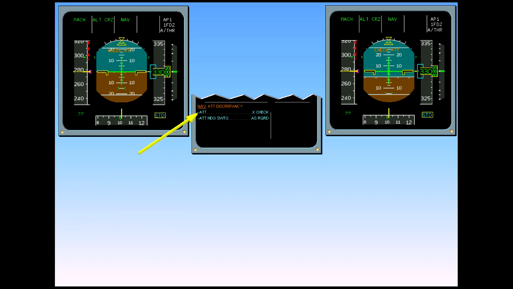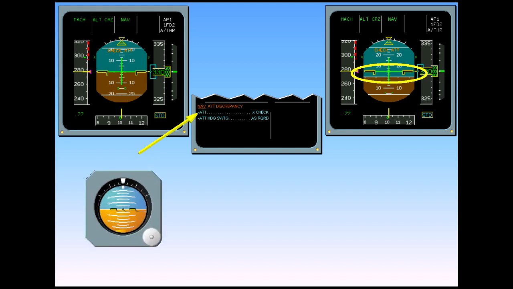The attitude crosscheck is carried out by comparing both PFDs to the standby horizon. In this example, the first officer's PFD differs from the captain's PFD and the standby horizon, and is obviously the one at fault.